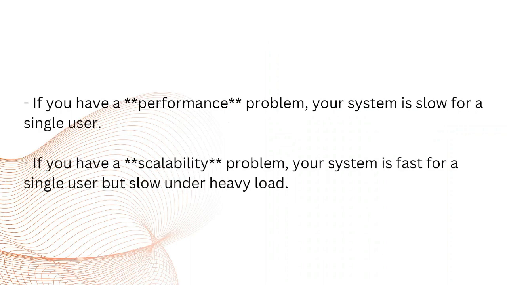So, if you have a performance problem, your system is slow for a single user. But if you have a scalability problem, your system is fast for a single user, but slow under heavy load. And this is exactly what we observed in our graph. So when there were only one or two users, the performance was relatively more. But as the number of users kept on increasing, our graph was going down. And that's exactly what is explained here.